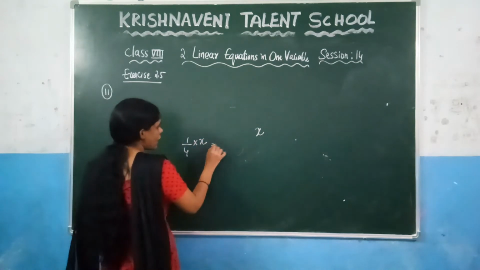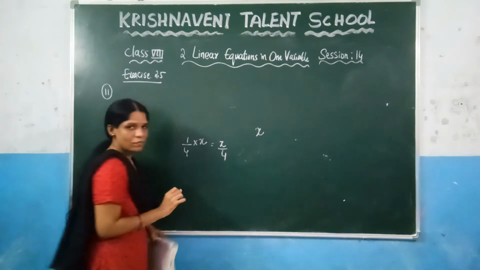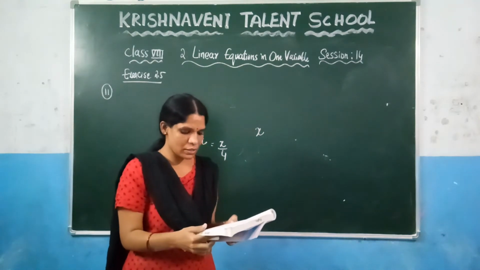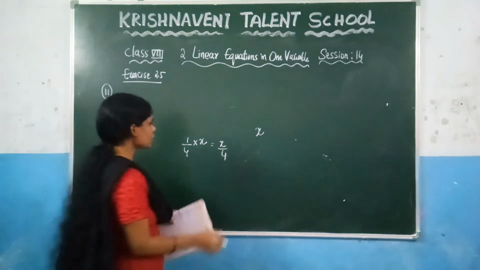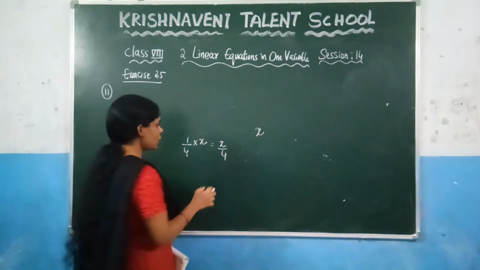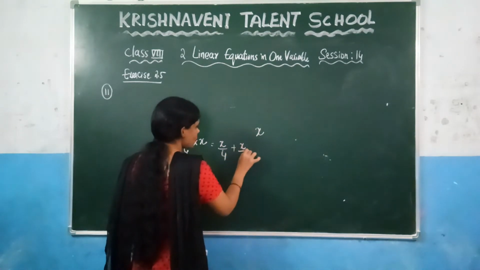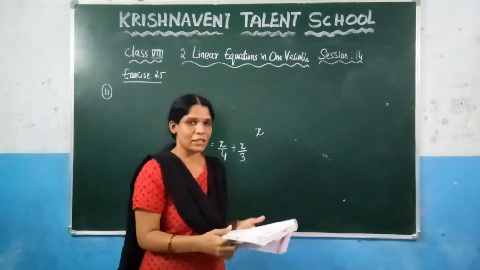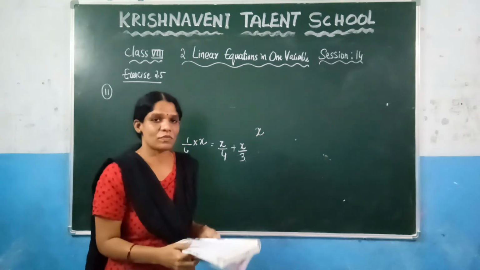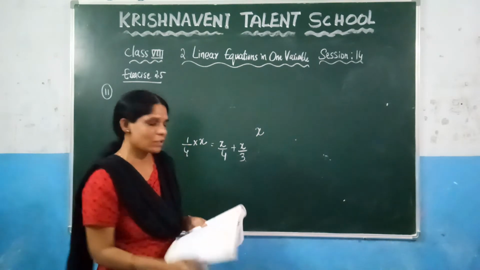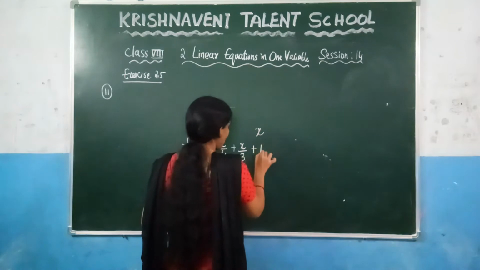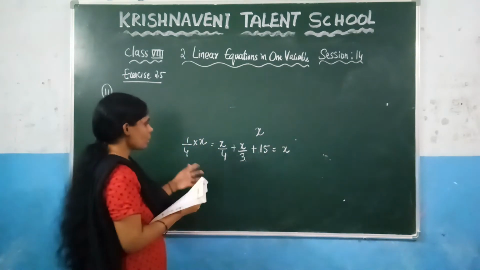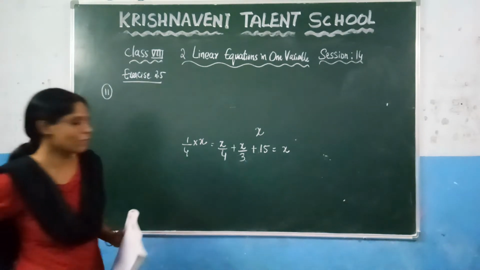So x by 4 of the deer went to the forest, and after that 1/3 of the total number is grazing in a field, which is x by 3. After that, they have given 15 deer remaining, which are drinking water. So if you add that 15 also, you will get the total number of deer. Now based on this you need to calculate the value of x.